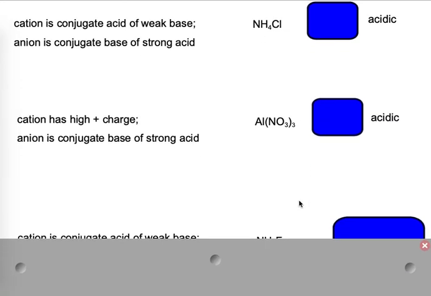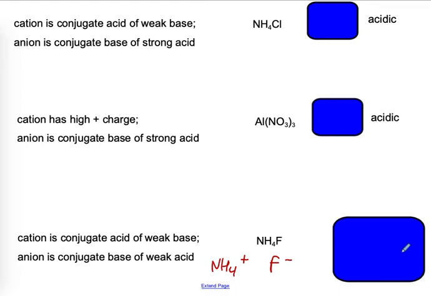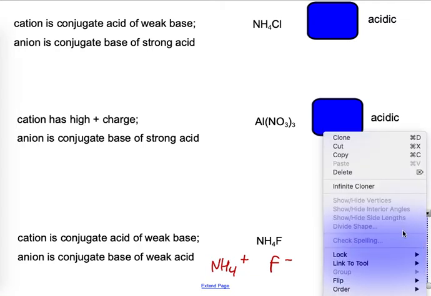Finally, what if the cation is the conjugate acid of a weak base, like ammonium, and is therefore acidic, but the anion is the conjugate base of a weak acid and is therefore basic? Will the solution be acidic or basic? Well, it depends.